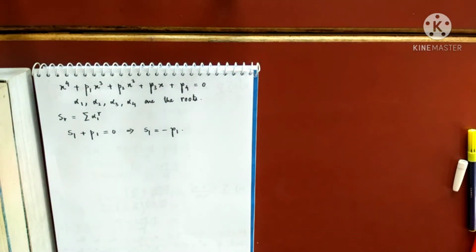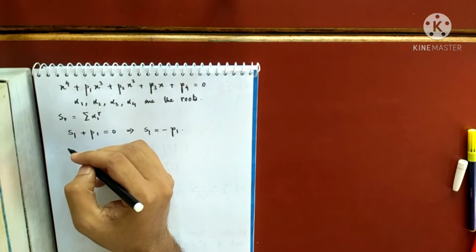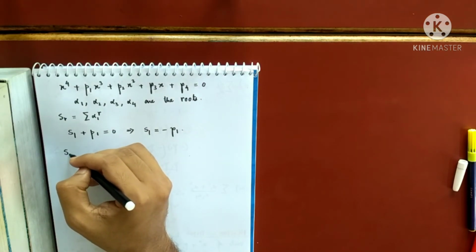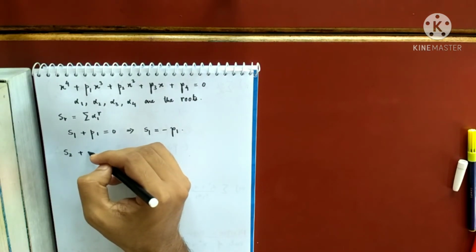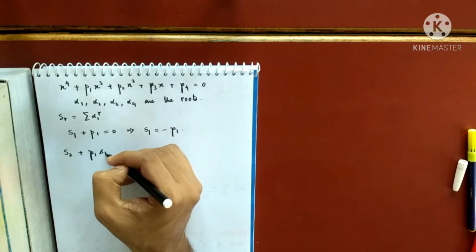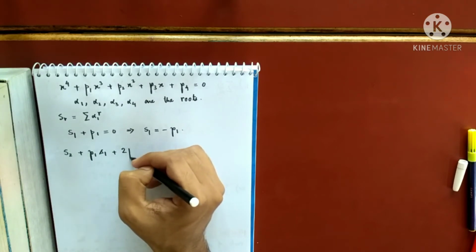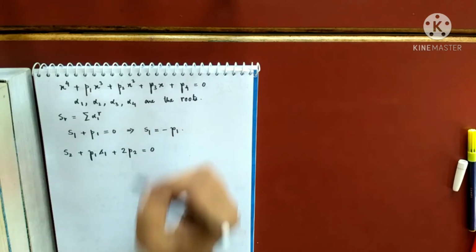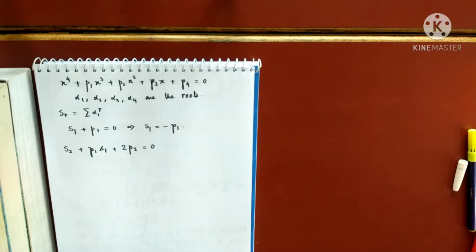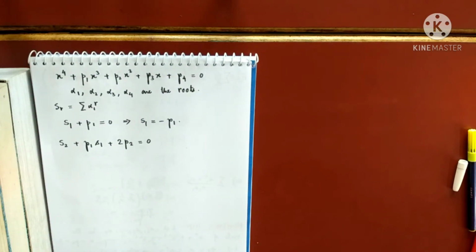Now you see here, let's see what is S2. So what is S2? S2 plus P1 S1 plus 2P2 equals 0. This is how Newton's theorem will give you S2. This is your S2, you may check.